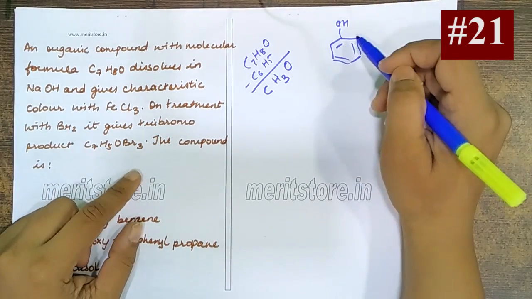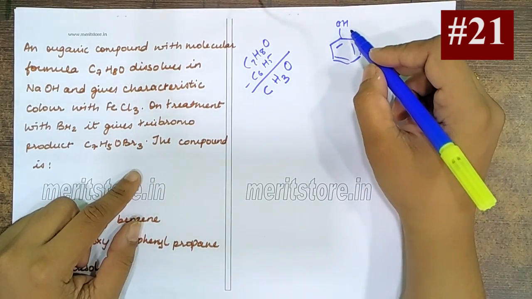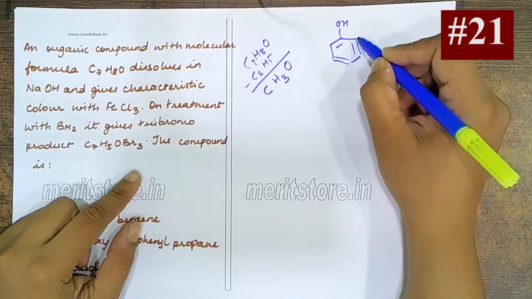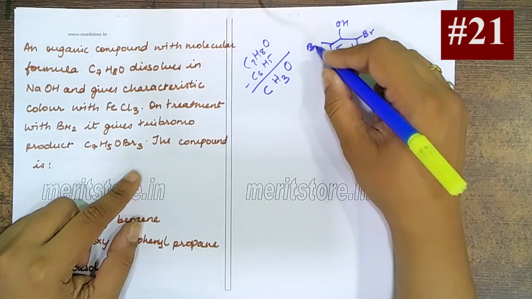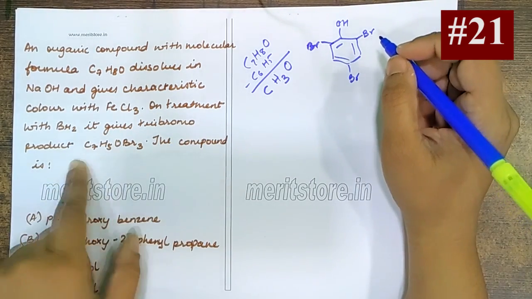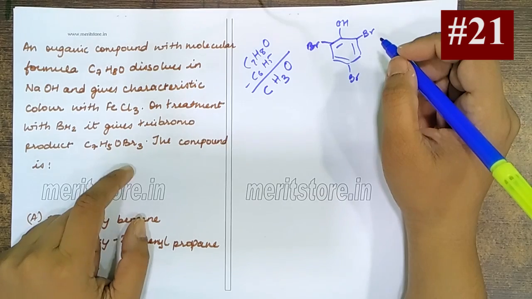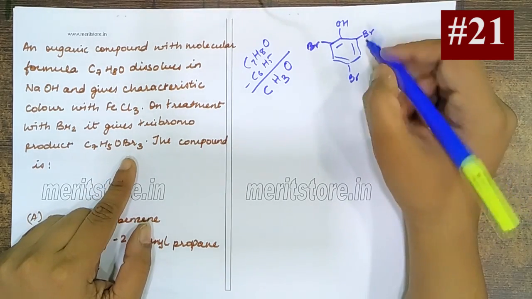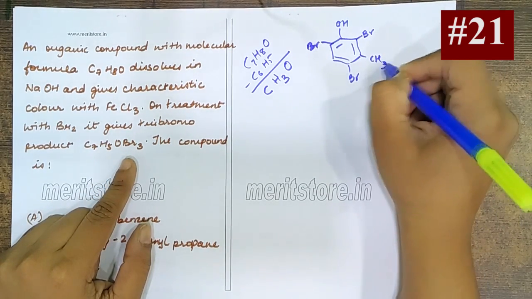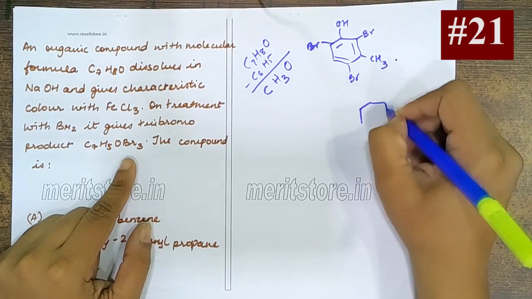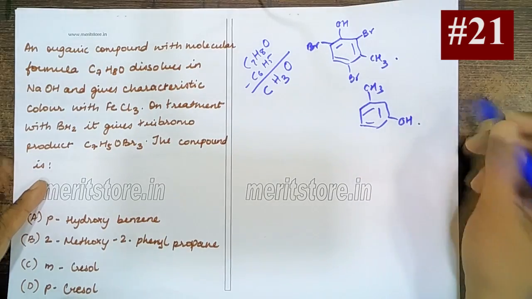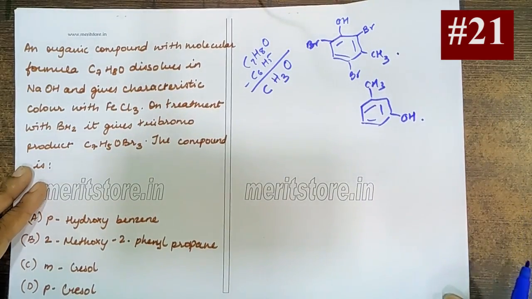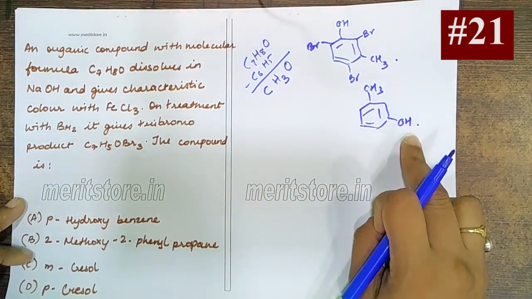If we allow the OH to react with the bromine, it gives the reaction at the 2, 4 and 6 positions. But after having CH3 also, we are having all 3 position reaction. That means the CH3 has to be at the meta position. So our compound has to be CH3 attached to OH. So it has to be meta hydroxy, or metacresol simply.